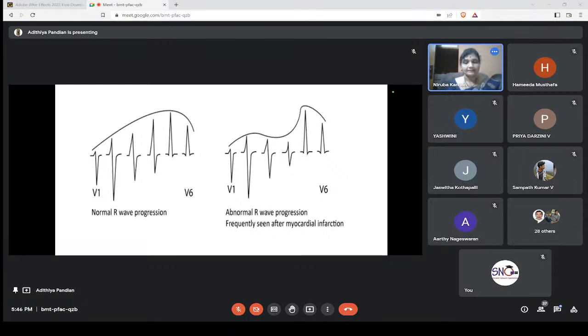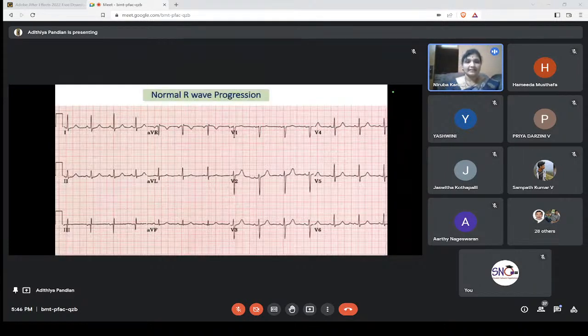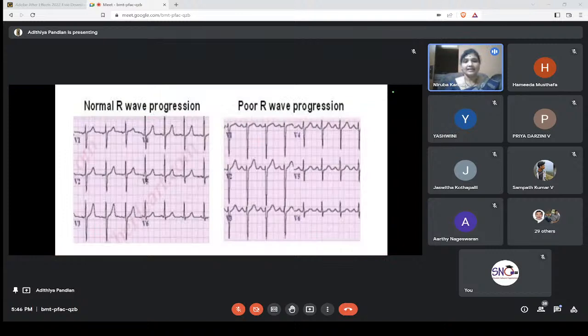This is the normal R wave progression. You can see normal V1 to V6 here. V1 it is negative, V2 it is becoming still more negative, and as you go to V5 and V6, the R becomes positive. Next slide. Poor R wave progression is where V1, and even V3, is still negative. See that the R wave is still negative. Even in V4 it is negative. Only in V5 does it become biphasic. So the R wave has progressed slowly. It should be biphasic at V3. Next slide, please.